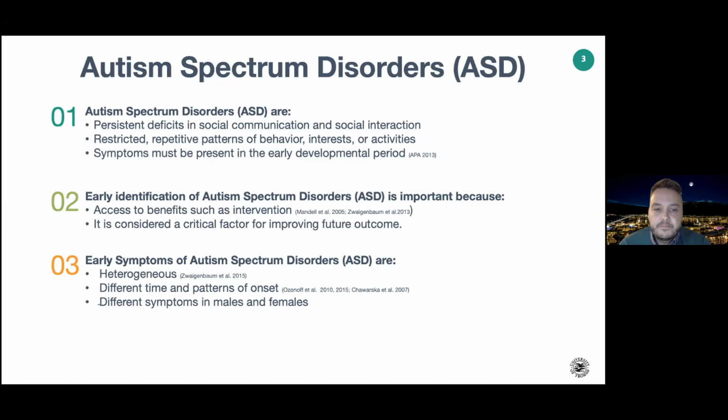But there are some points that make it very hard, and those are the challenges of early identification. The symptoms are very heterogeneous. They often have different times and patterns of onset, so they might show up earlier or later in the developmental period. It might look different in different children, and, which we will also talk about today, there are different symptoms in males and females that might, in fact, bias the prevalence of autism in girls.